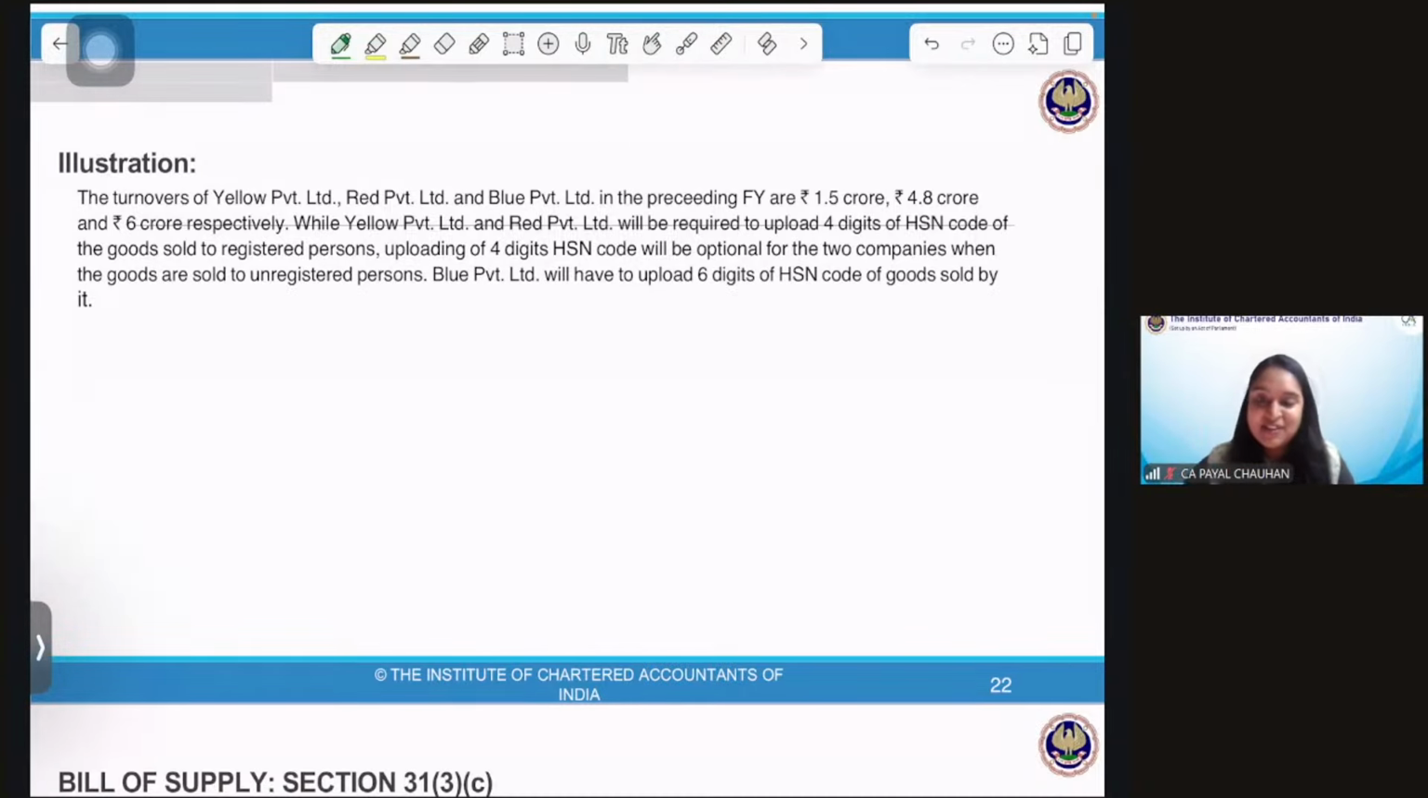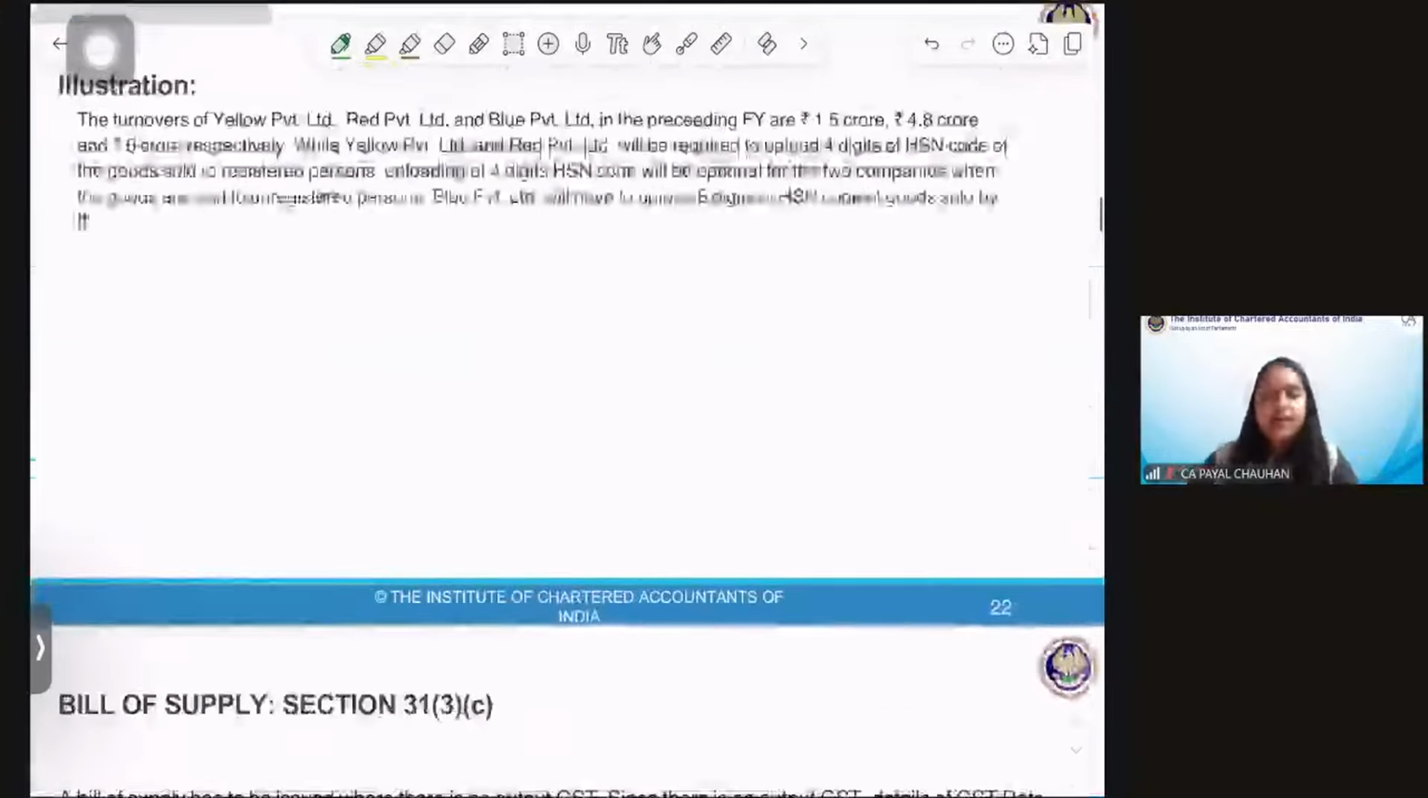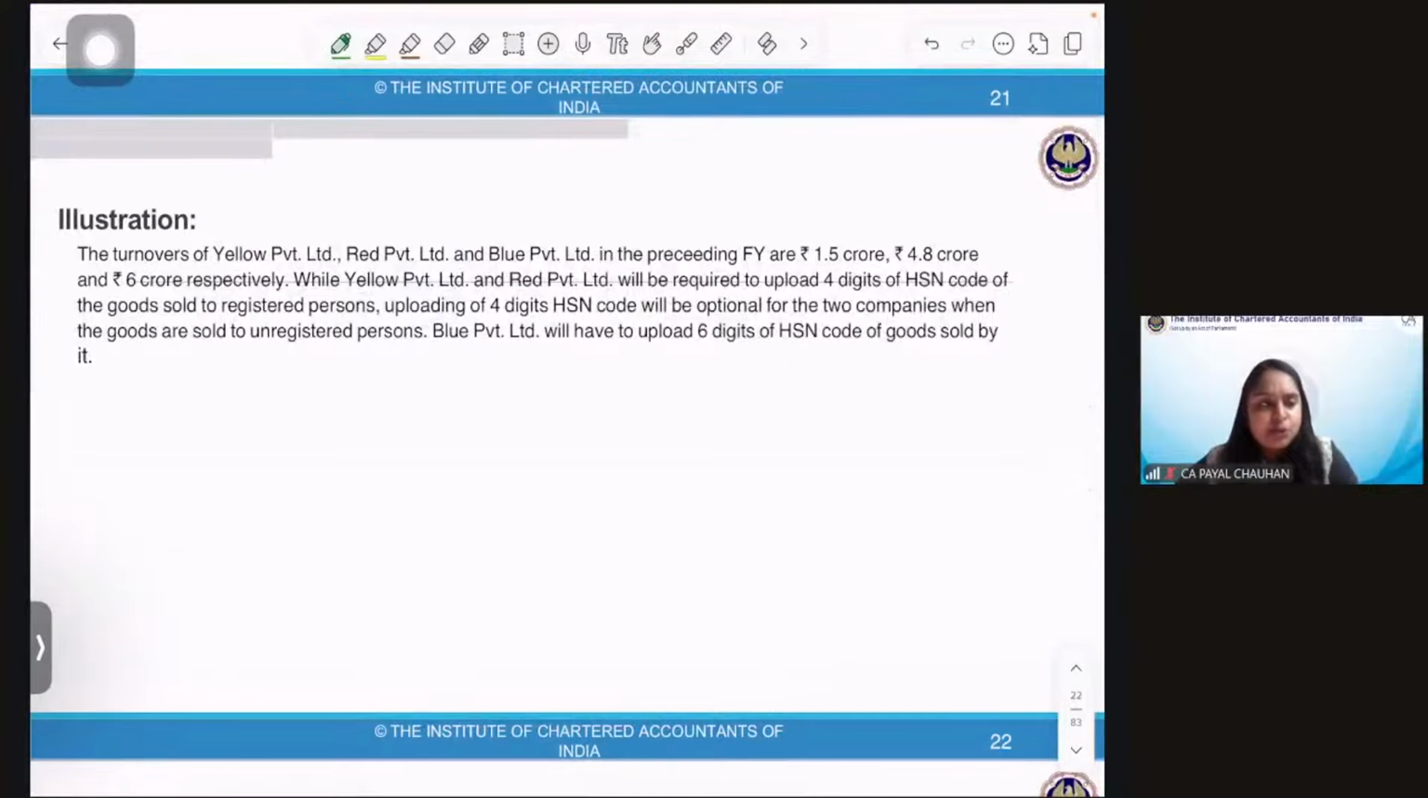Perfect. Wonderful class. Yes, it's 4 because the word is up to 5 CR. Perfect. Next question. Bill of supply. If I'm a compo dealer, what will I issue? If I'm a compo dealer under section 10, compo means composition dealer. Yes, I'll issue a bill of supply.